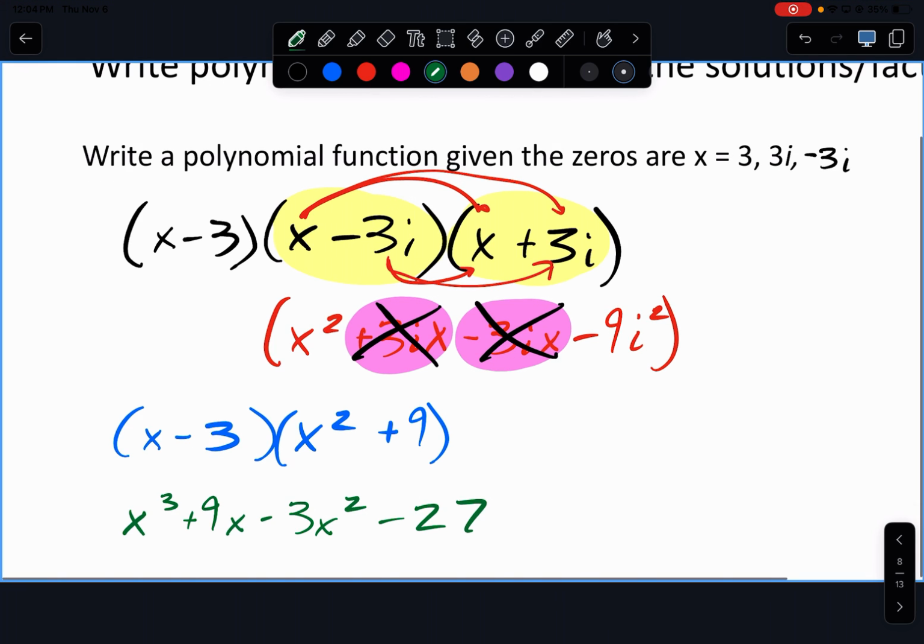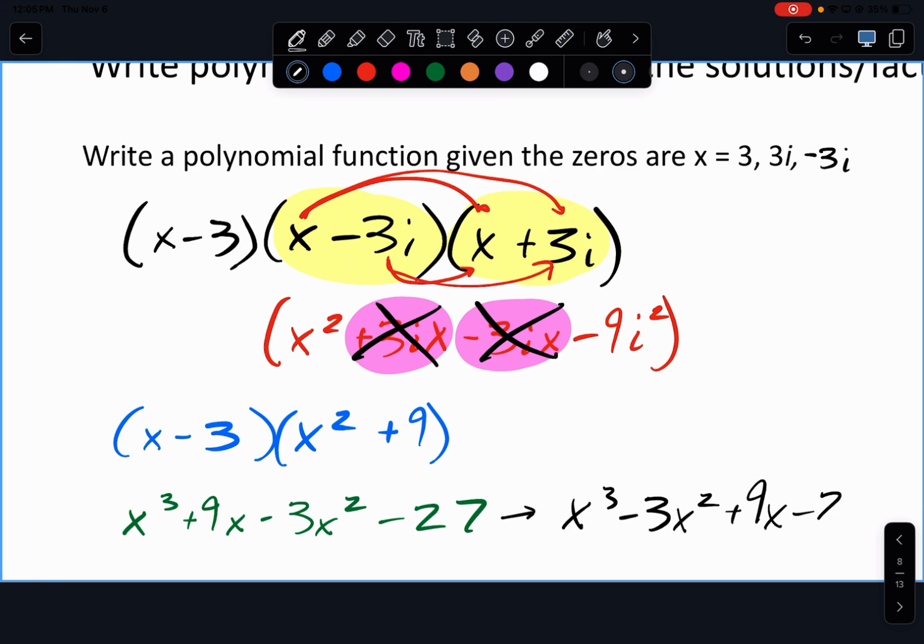Is that going to be my final answer? It's not wrong, but it's not all the way right. What would I need to do? Write it in standard form, which means we write it in the correct order. So x cubed minus 3x squared plus 9x minus 27. Any questions on that one? Okay.